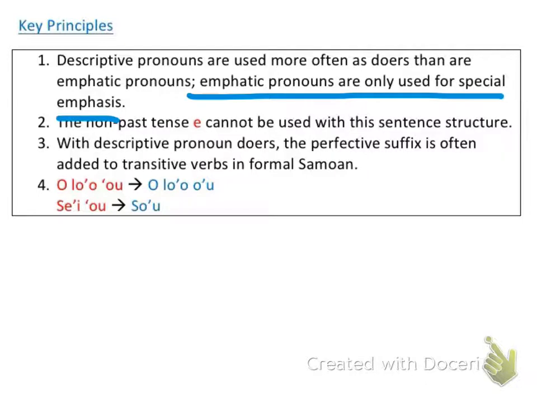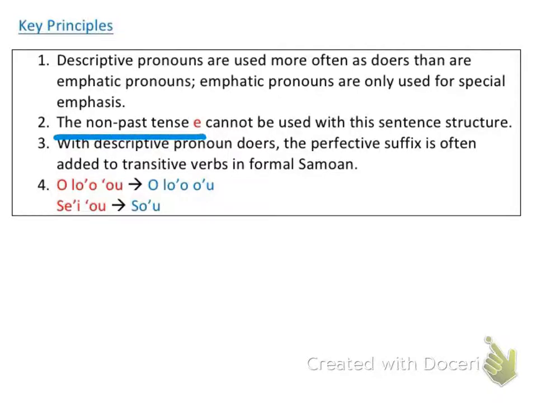And we use those in other cases, such as objects and other places in the sentence. The non-past tense E or the habitual tense E cannot be used with this sentence structure, okay? So I cannot use the tense marker E in this case when I'm using a descriptive pronoun, okay? And we will go over that more in the next video, okay? And with descriptive pronoun doers, the perfective suffix is often added to transitive verbs in formal Samoan. We talked a lot about that in our first slide.